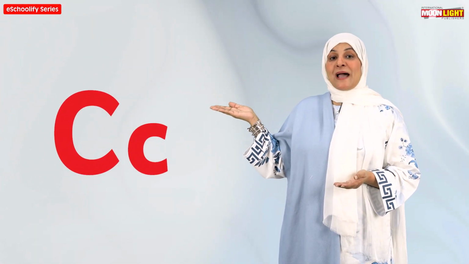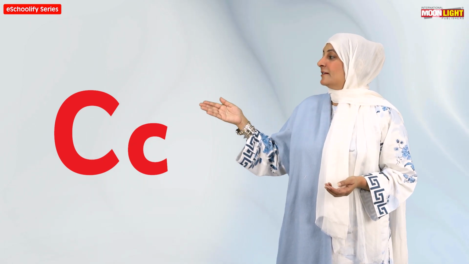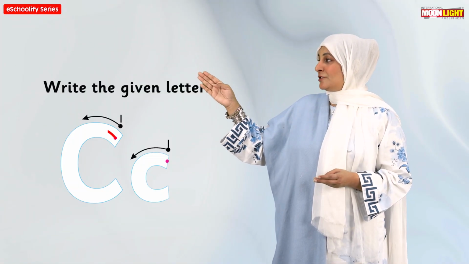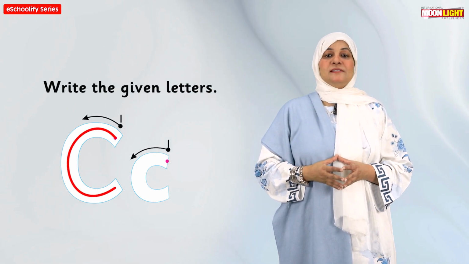What are the expected learning outcomes of letter C? The student is expected to identify the uppercase and lowercase letter C. Learn the words that start with the sound of letter C. Learn the formation of letter C. Start from the dot, make a semicircle, it will make capital C.